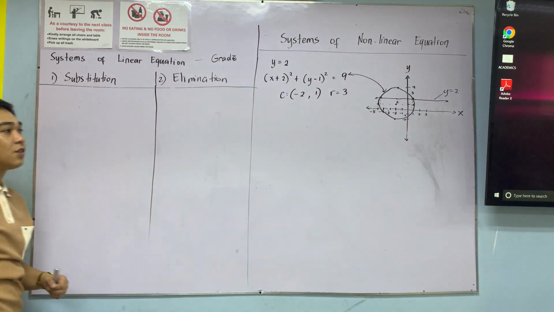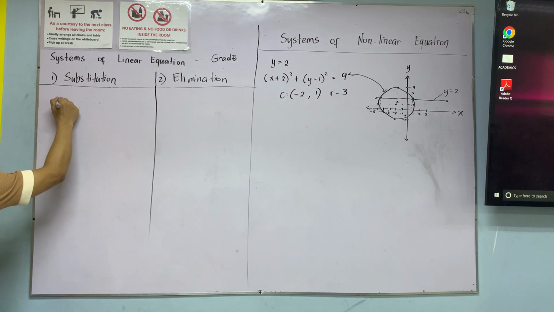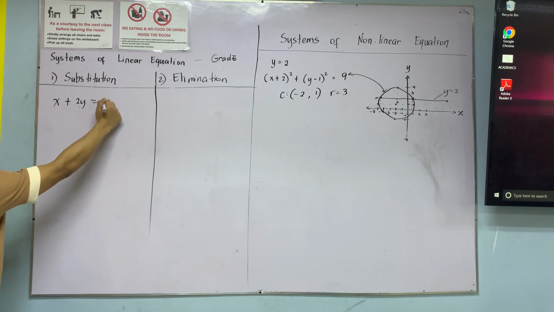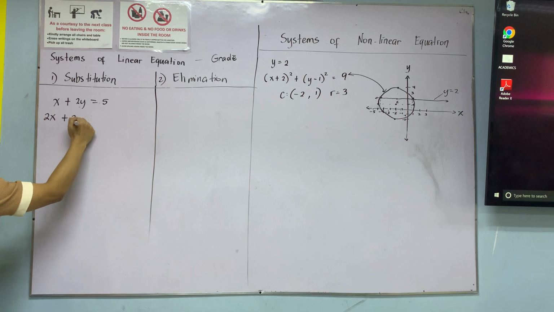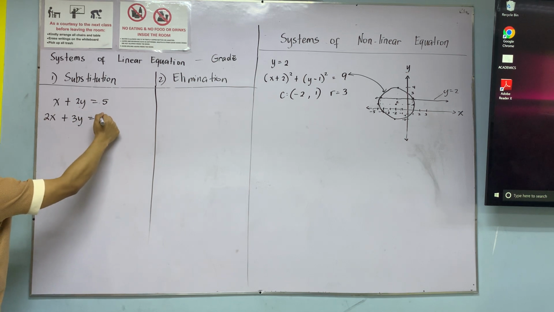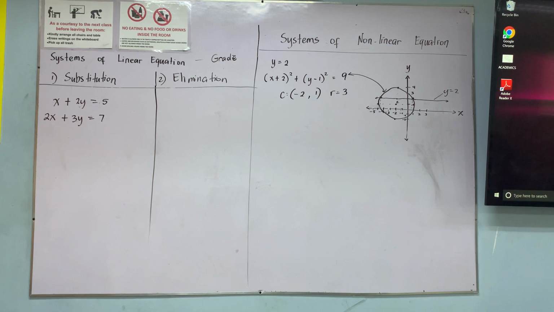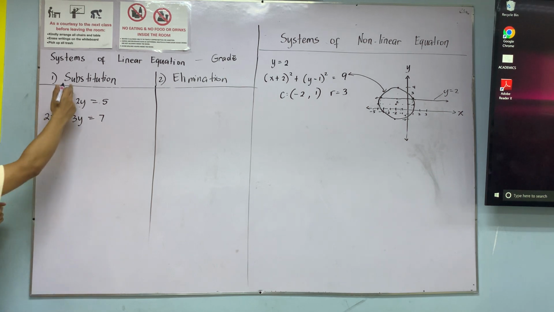Okay. So let's say meron tayong x plus 2y is equal to 5 and 2x plus 3y is equal to 7. Ayan. Let's say substitution muna yung pan-solve natin. Hahanapin natin si x and y. Kasi pag graph natin itong dalawang straight line, may intersection point yung mga yan. Now, yung makukuha nating x and y value, yun yung intersection point ng dalawa. Kuha nyo? So, hanapin muna natin by substitution.